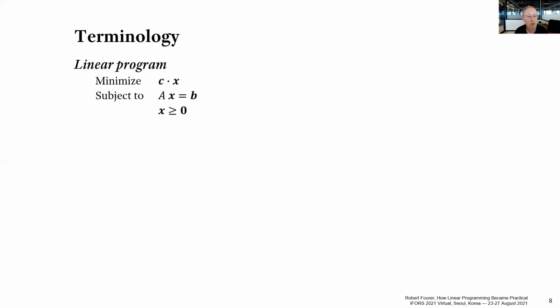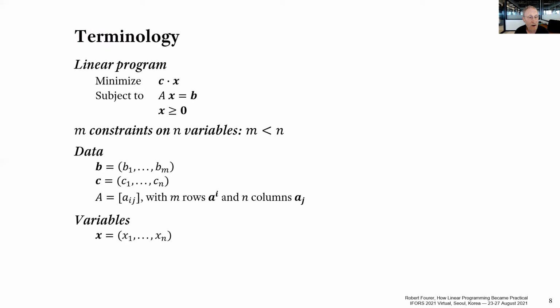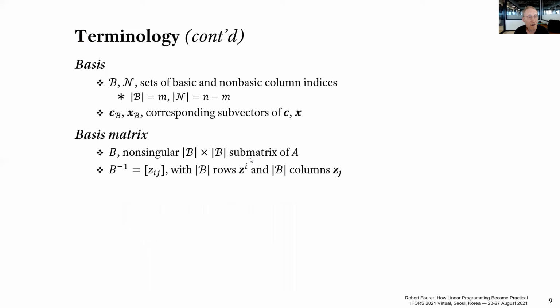The only things I really want to point out on here are that there are M constraints and N variables. Okay? And there are sets of basic and non-basic variables. The basic ones are M basic ones and N minus M non-basic ones. And if you take just the basic ones, you get a square matrix B, which is called the basis matrix.